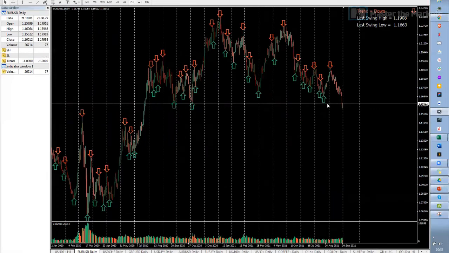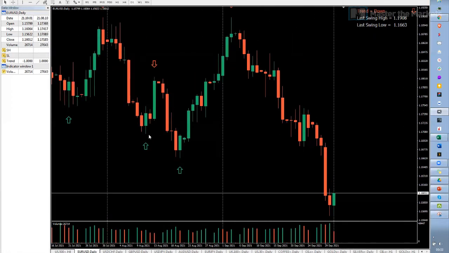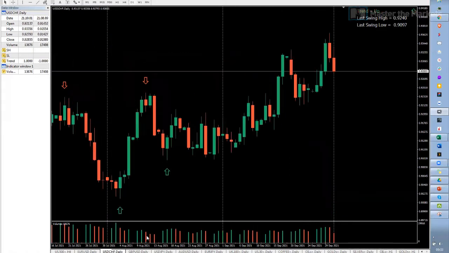So if it does break through this level, we might be exploring new lows, or lows that we haven't explored in over a year now. So something to watch for the Euro USD. Next, dollar franc. Still no confirmed top. We're still in that bottom to top move, so it's chugging along towards the upside.